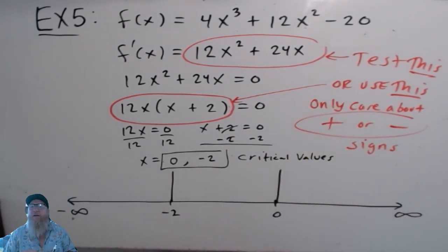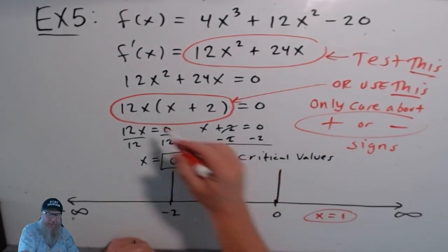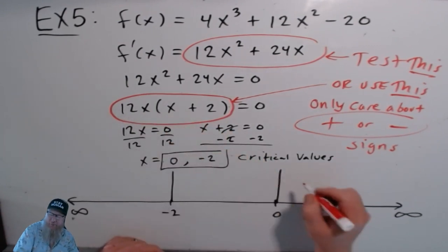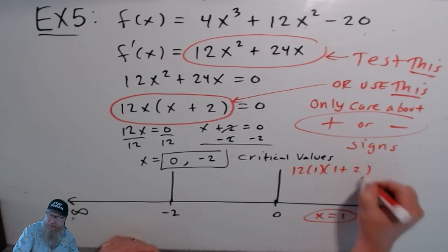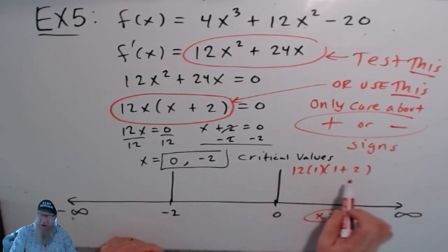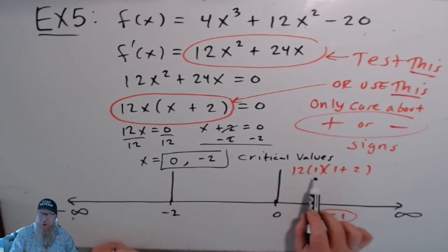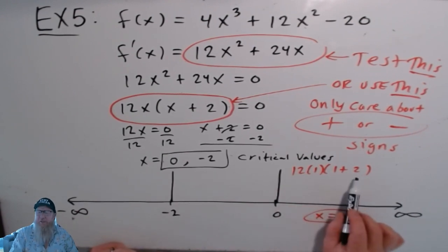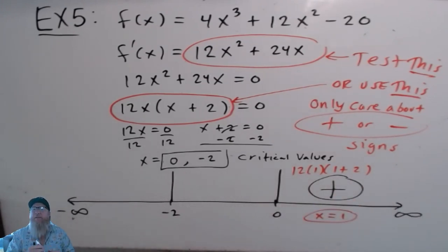You don't really have to spend a lot of time calculating what the answer is. So let's pick a number larger than 0, such as 1. And then plug it into here. I choose this one: 12 times 1 and 1 plus 2. And all you care about is whether that's positive or negative. So 12 times 1 is positive. 1 plus 2 is positive. When you multiply two positives, you get a positive.